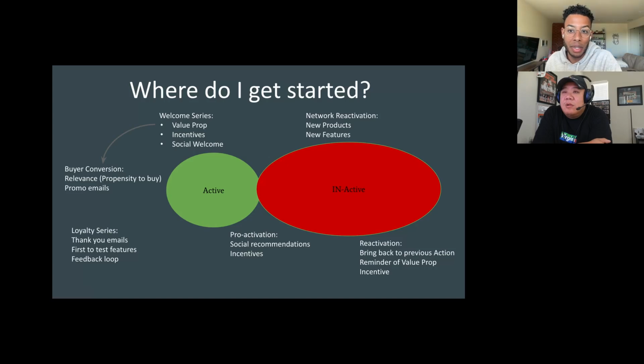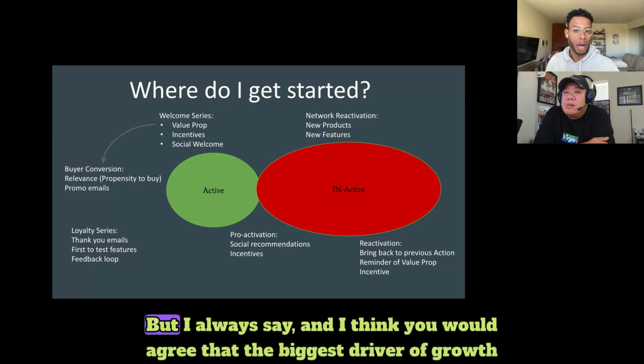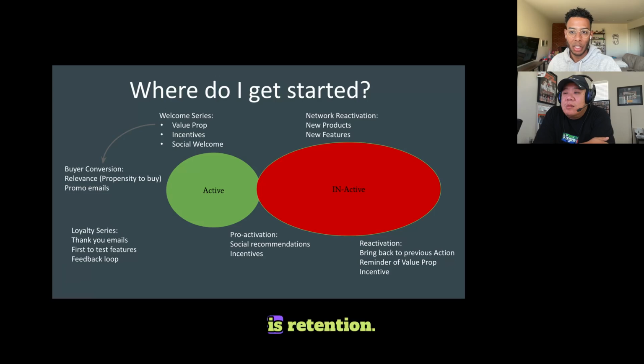You need to understand what's coming down the pipeline. And you're not going to understand that unless you're really close with your product team. And then the other thing that I think is really interesting in terms of how you start and how you think about this holistically is that a lot of these things you're doing are to drive retention and to bring people back, and not necessarily just acquisition, although some of this stuff can acquire users. It's more about users who are already in the journey. But I always say, and I think you would agree, that the biggest driver of growth is retention.